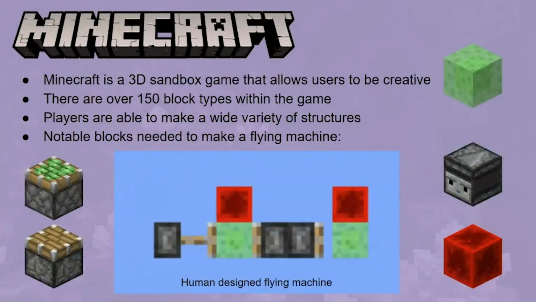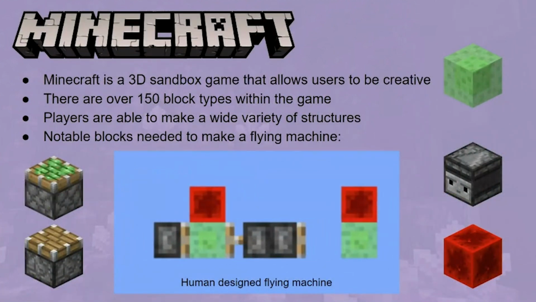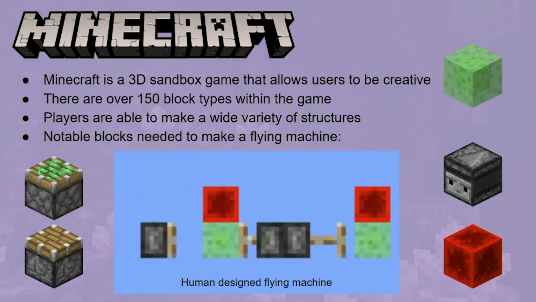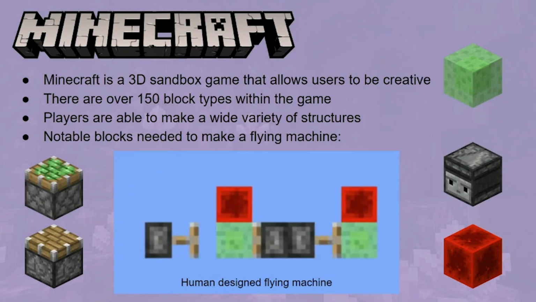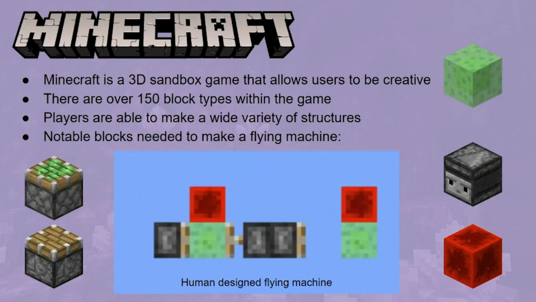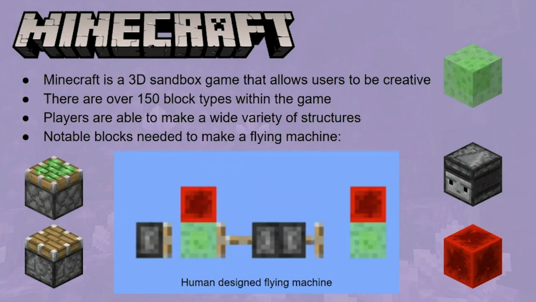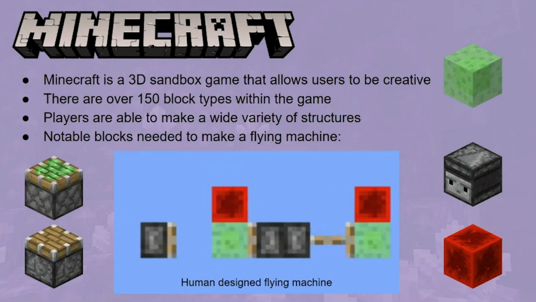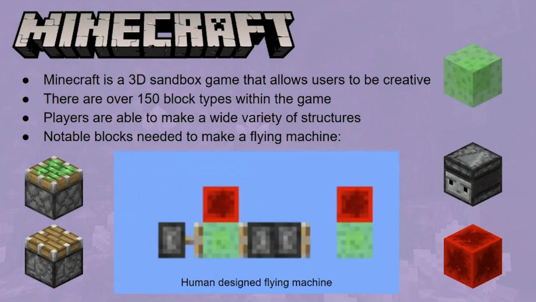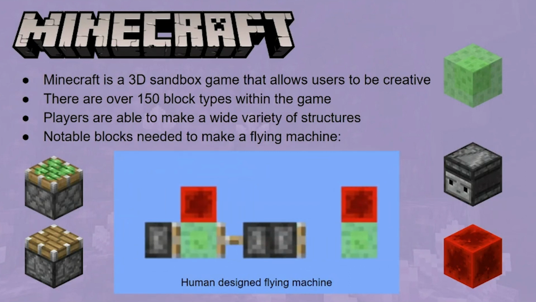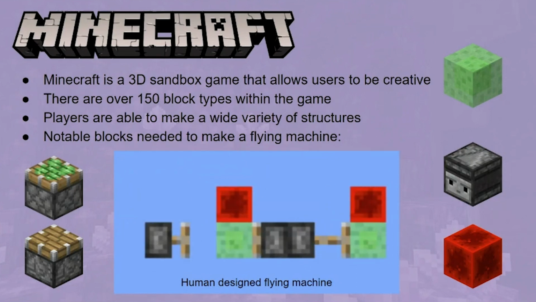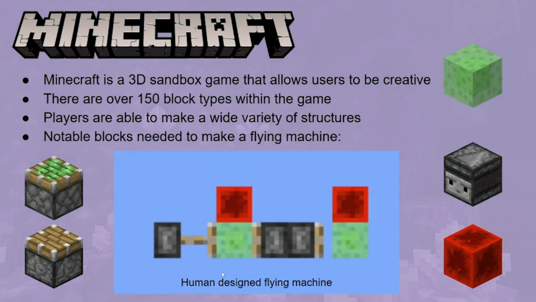And Minecraft is a unique kind of game since it's a 3D sandbox game that has allowed its players to build virtually whatever they would like. Since there are over 150 types of blocks in the game, and the developers are continuing to add more and more as years go on, players have been able to come up with lots of different kinds of builds. And one kind of machine that I want to talk about today is the flying machine. Here we have an example of a human-designed flying machine.